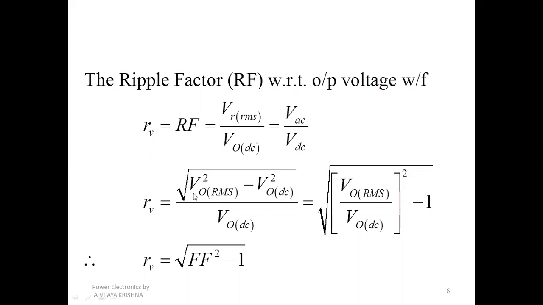Here, the ripple factor with respect to the output voltage waveform is a ratio of the RMS value of the ripple voltage to the output voltage. That is, the RMS value of the voltage related to the AC side.